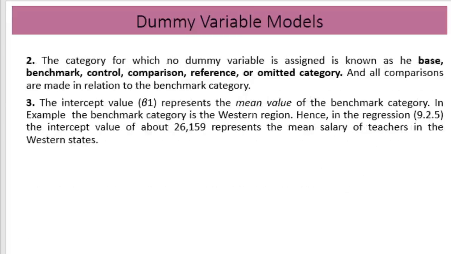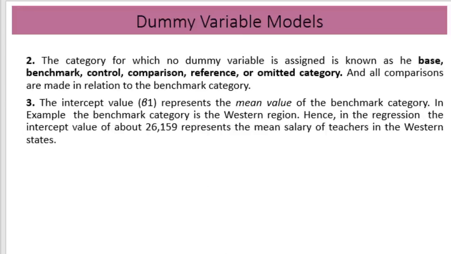The third important precaution is that the intercept value beta 1 represents the mean value of the benchmark category. In the example, the benchmark category is the western region. Hence, in the regression, the intercept value of about 26,159 represents the mean salary of teachers in the western states.